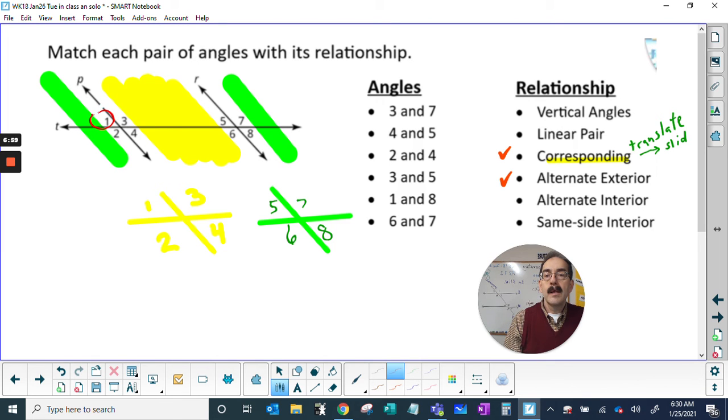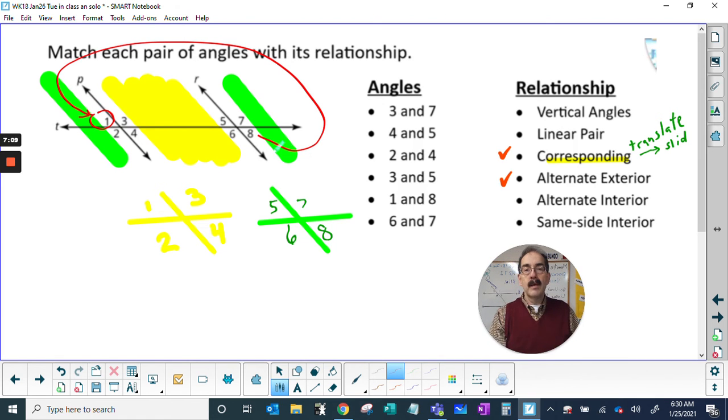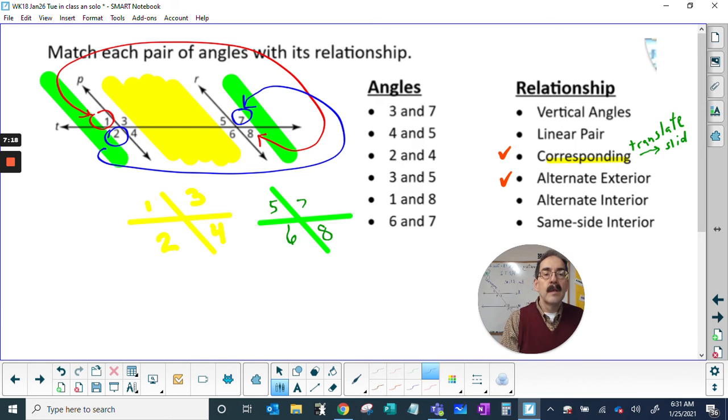1, alternate, like we're stepping, boom, boom, boom, boom. Okay, 1 and 8. 2, 7. Okay, so alternate exterior are 1 and 8, 2 and 7. Okay, so there's only two alternate exterior. Corresponding, remember 1, 5, 3, 7, 2, 6, 4, 8. There's 4 of these. Okay, so take a moment, write those out.